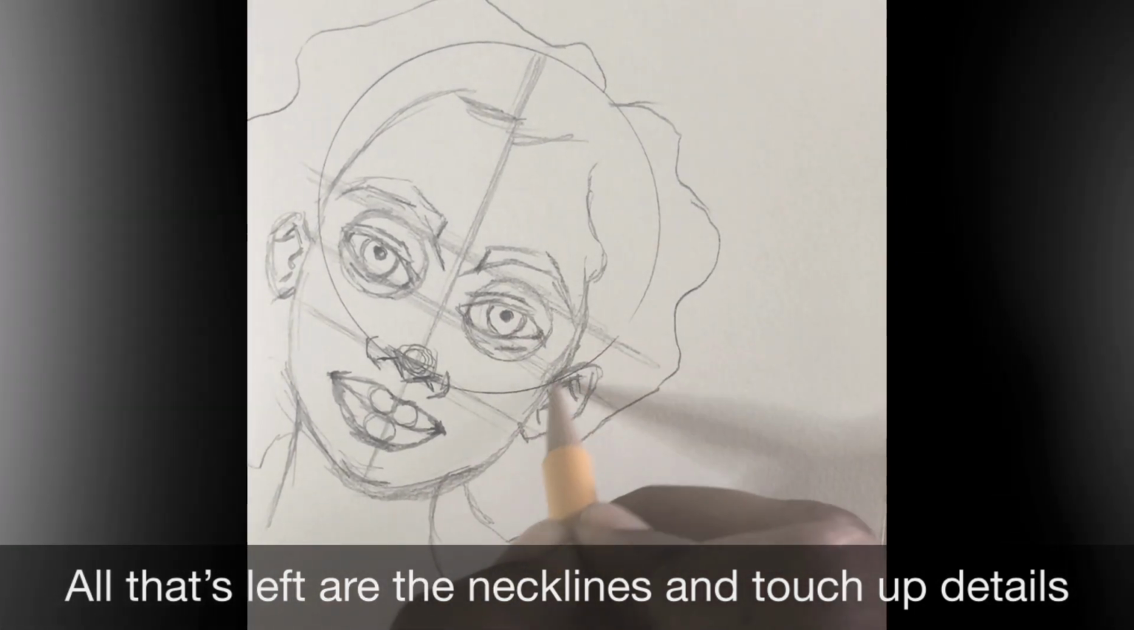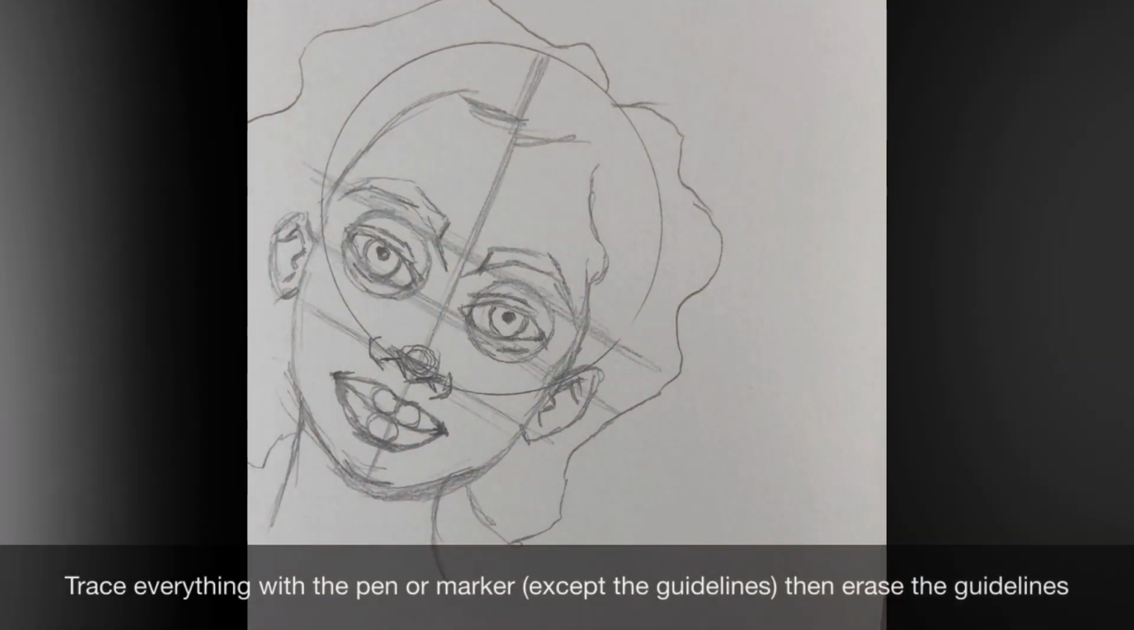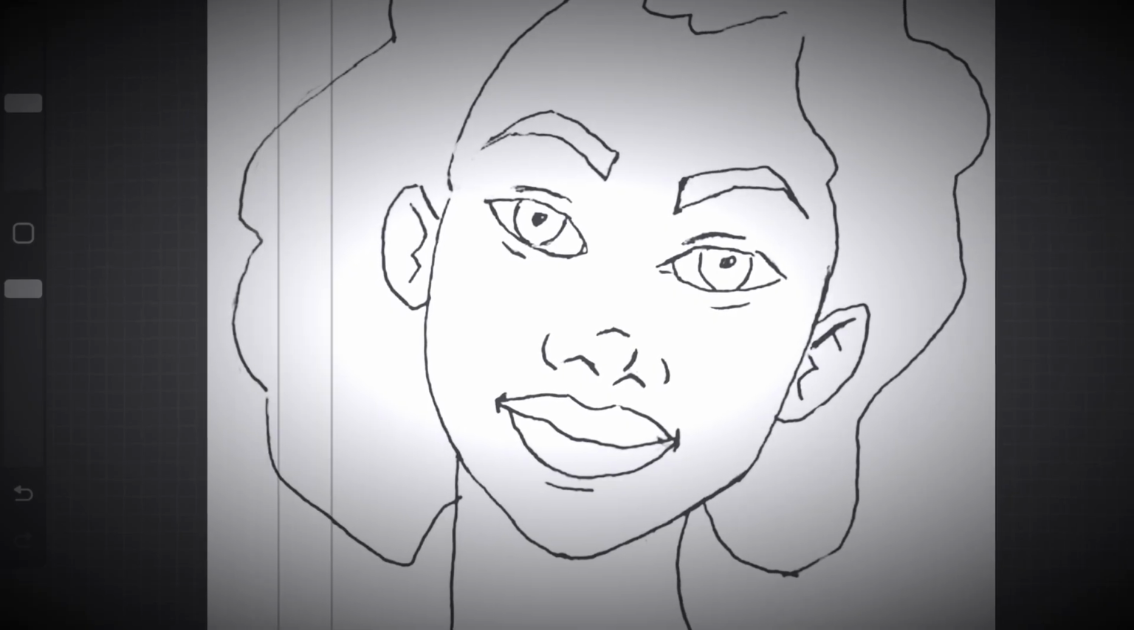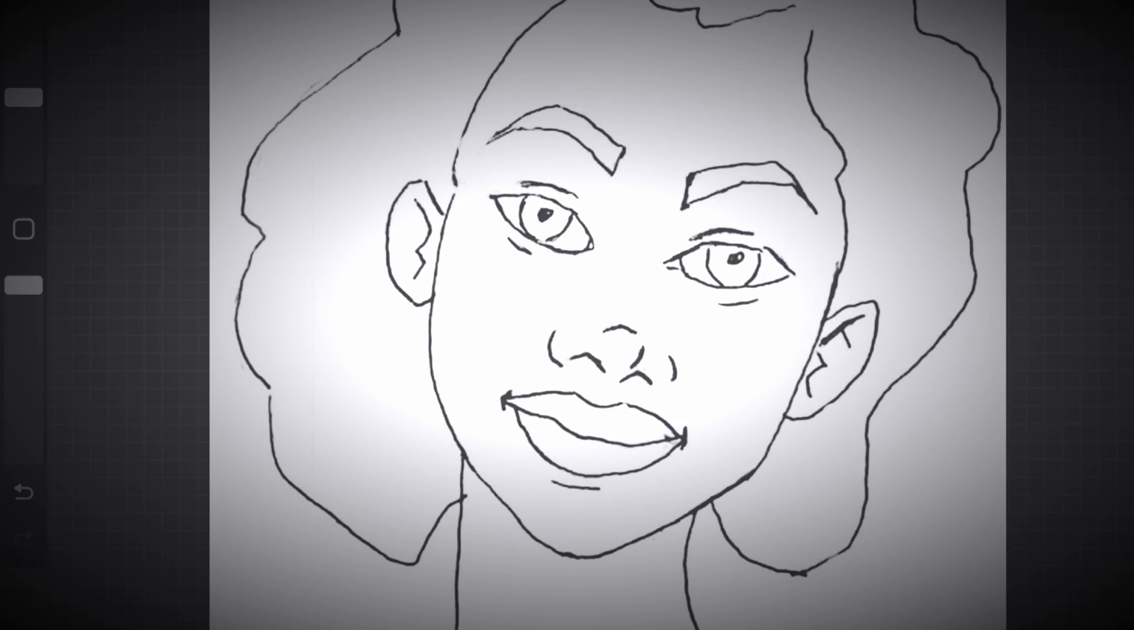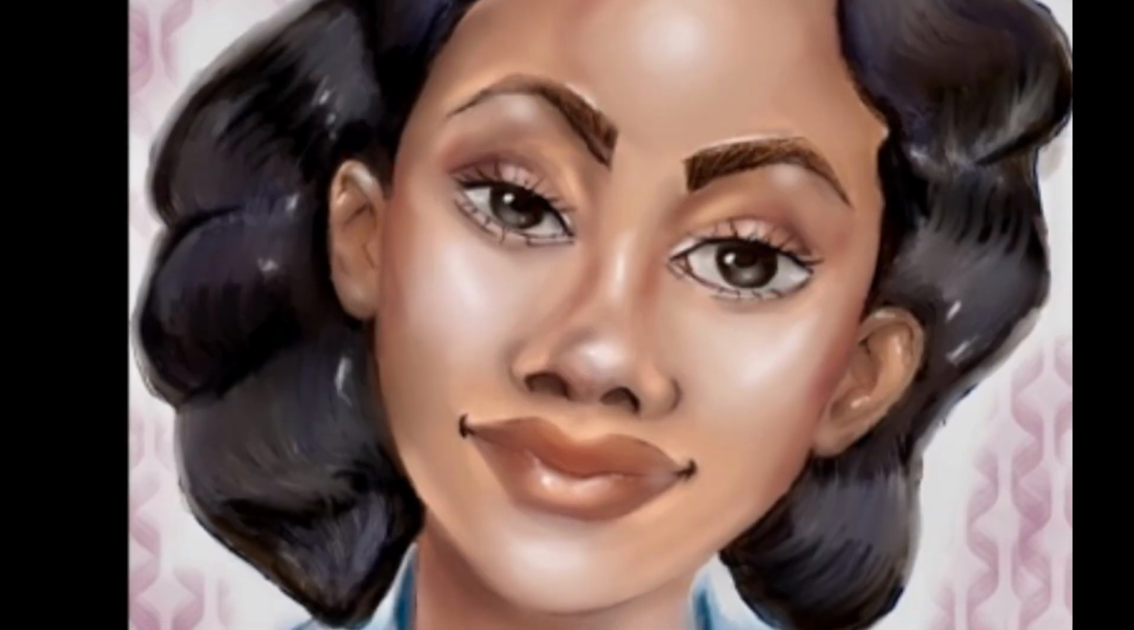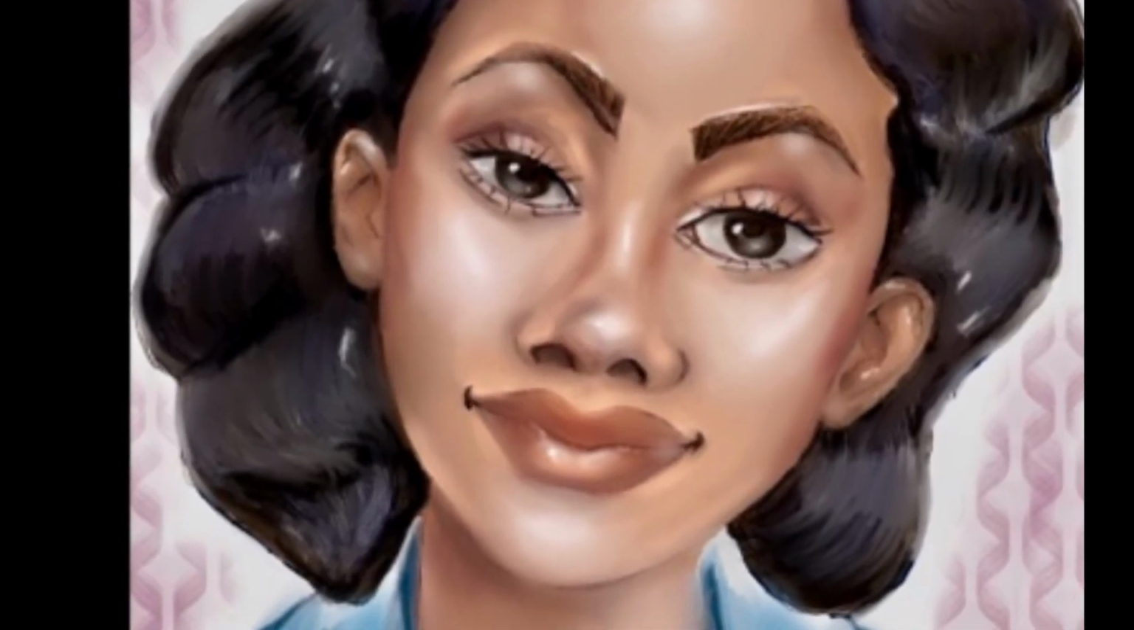Lastly, I finish up with little touch-ups and details, trace over the image that I want to keep with a pen, and erase the guidelines. And this is the result.